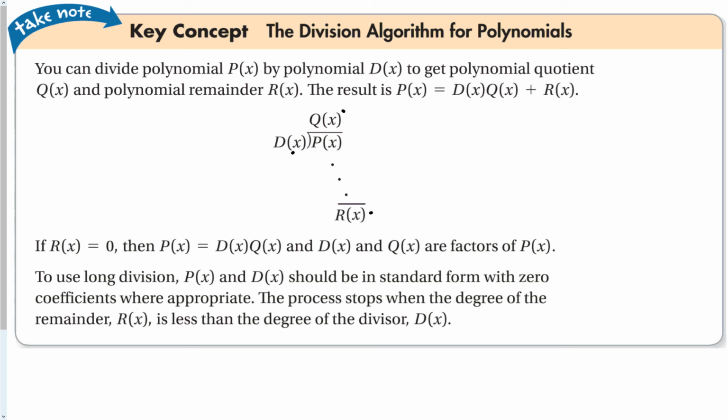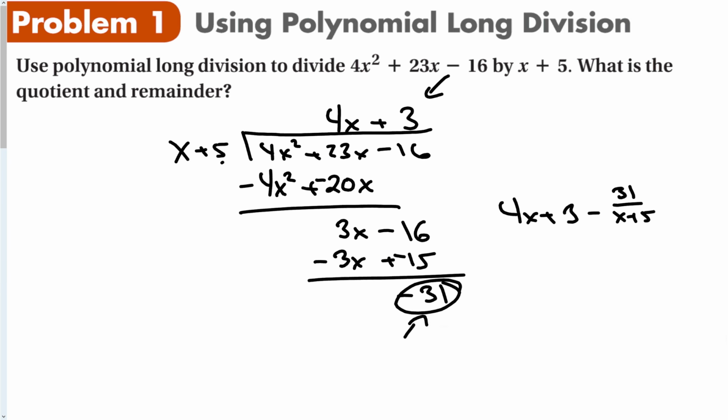Now, one thing to note is that to use long division, p of x and d of x should be in standard form with 0 coefficients where appropriate. Okay? And you keep the division process going until the degree of the remainder is less than the degree of the divisor. Or I reach the end, right? The degree here is 0, the divisor here is 1. I can't go any further. This step, right, they're the same, so I can do it one more time. Okay?